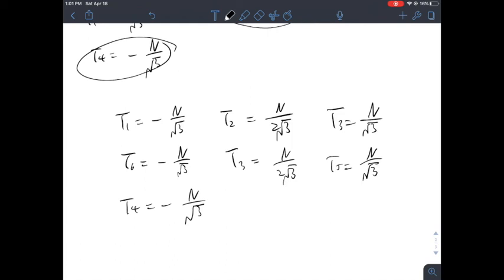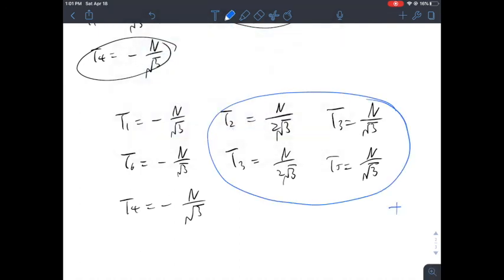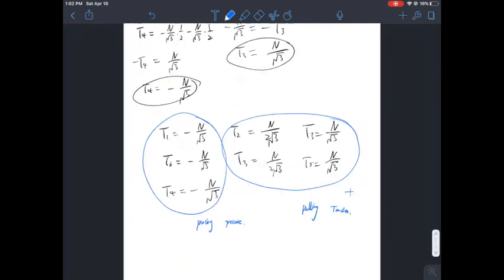But why are some of them positive and some of them negative? It's because we assume all the forces are pulling. If they are positive, they're pulling. If negative, they are pressure. So that's for today.